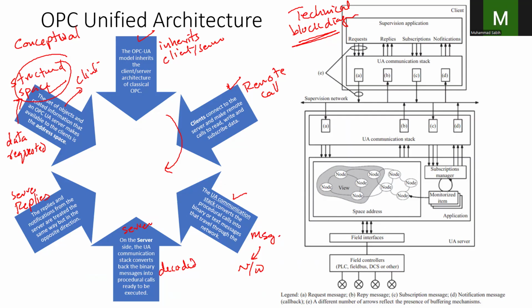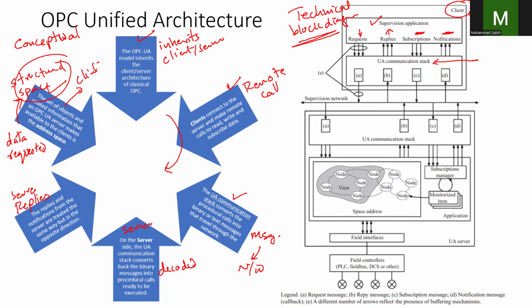what we see here on top is the client. Here we have the client on top, and we call it the client supervision application, which sends requests and receives the replies. It is further managing the subscriptions, and also it handles the notifications here. So all these messages are managed by the UA communication stack here.